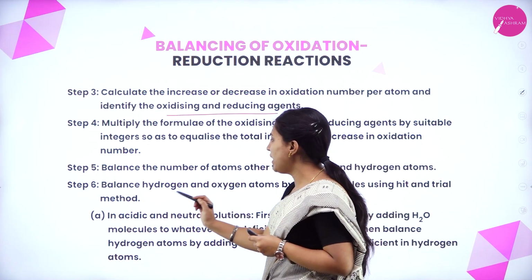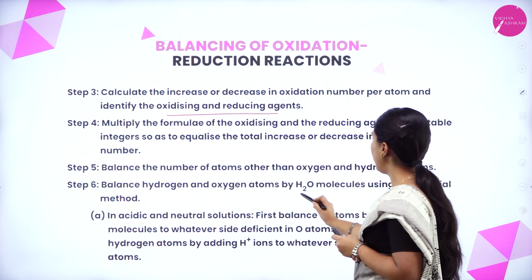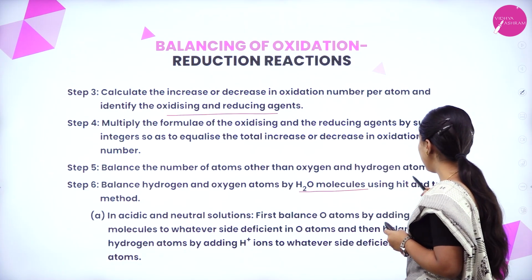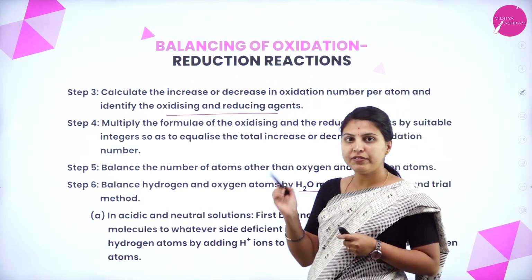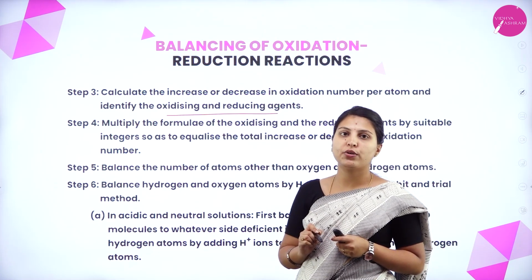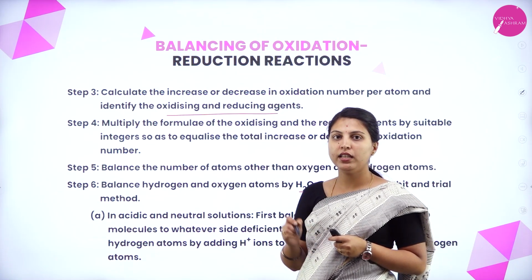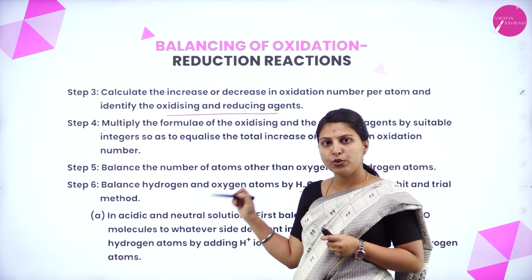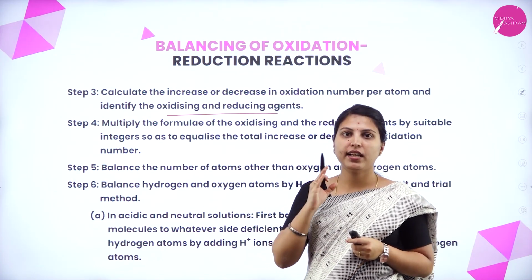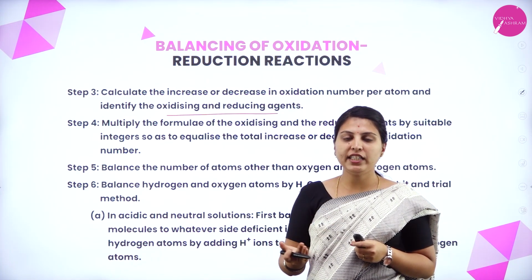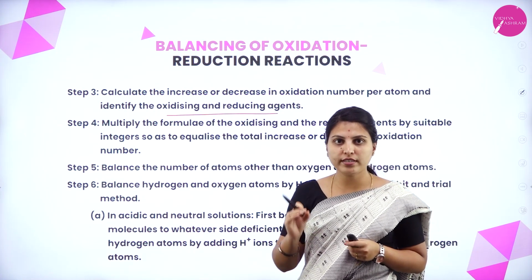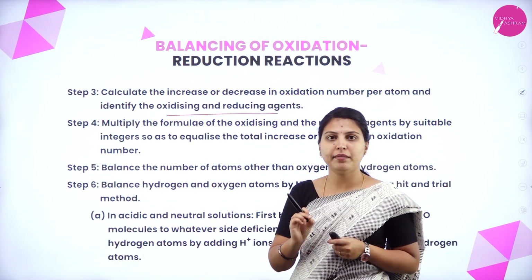Step 6, balance hydrogen and oxygen atoms by H2O molecules using the hit and trial method. After analyzing the elements other than oxygen and hydrogen, in step 6 you have to balance hydrogen and oxygen by adding or removing water molecules using the hit and trial method.